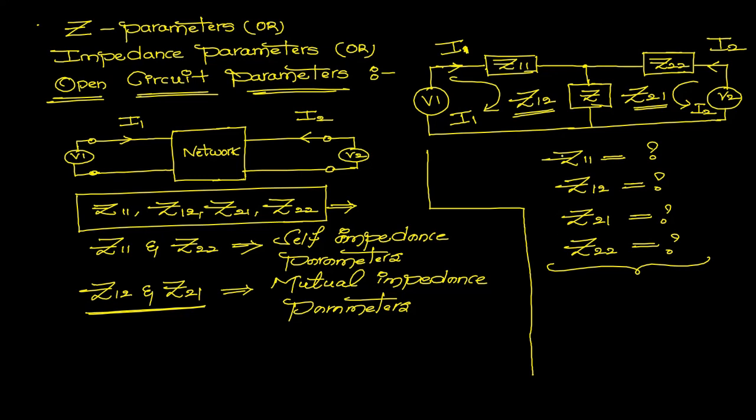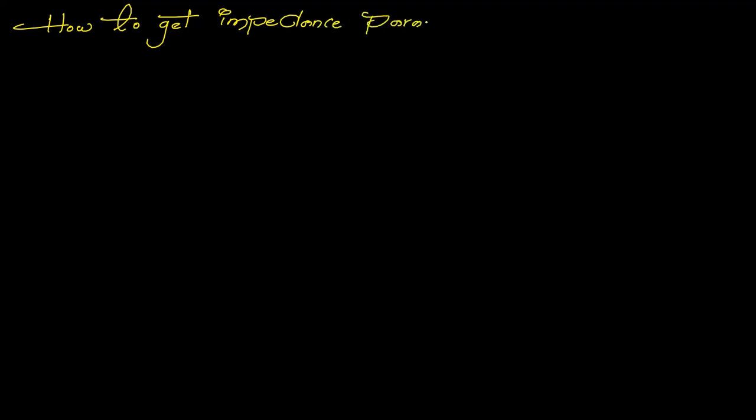Now in order to get all these parameters, what changes do we need to make in the circuit? Coming to the most important concept: getting the impedance parameters with the help of the short circuit conditions. How do we get the impedance parameters from the given network? This is our question.